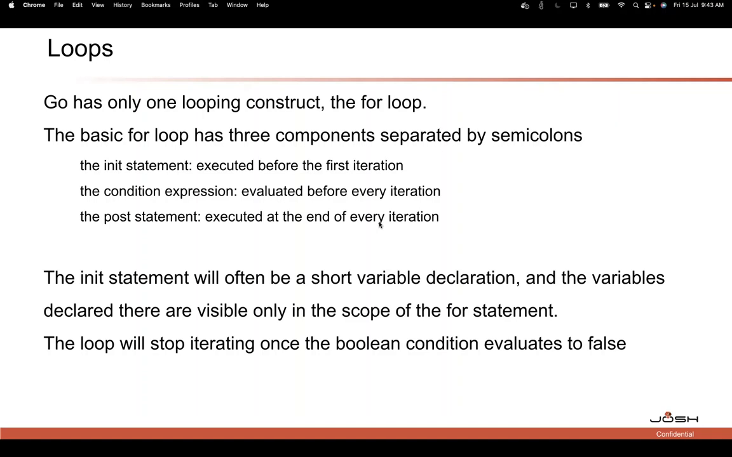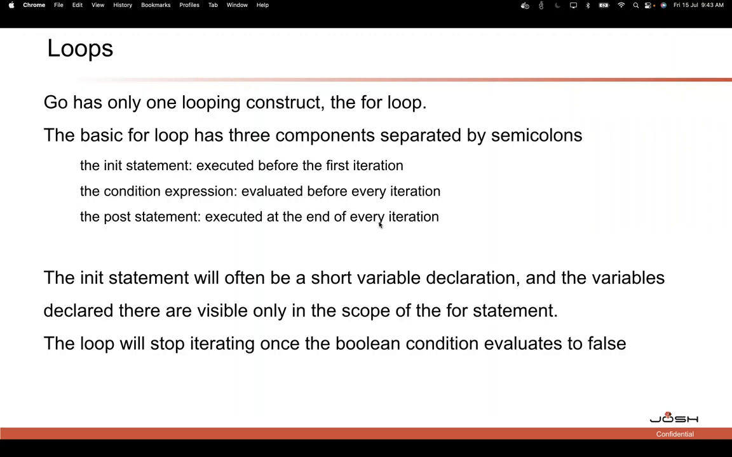The init statement, that is the first part, will often be a short variable declaration, and the variables declared are visible only in the scope of the for statement. As someone asked yesterday, if we initialize and assign values inside the for statement, can we reuse that? You have to redeclare, because the scope of that variable is limited to the for loop.